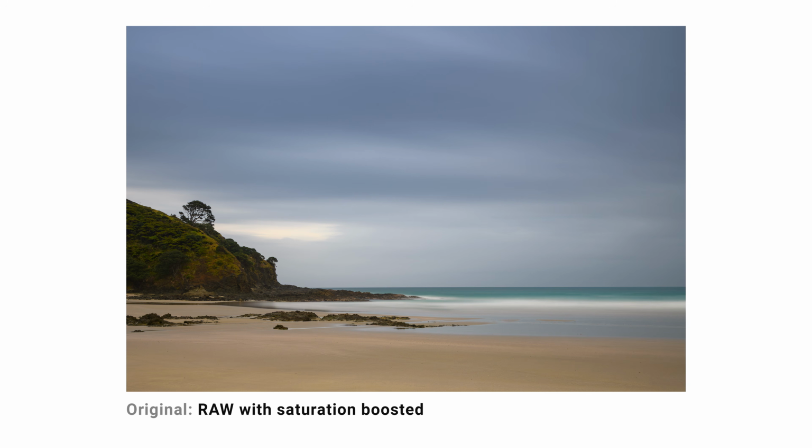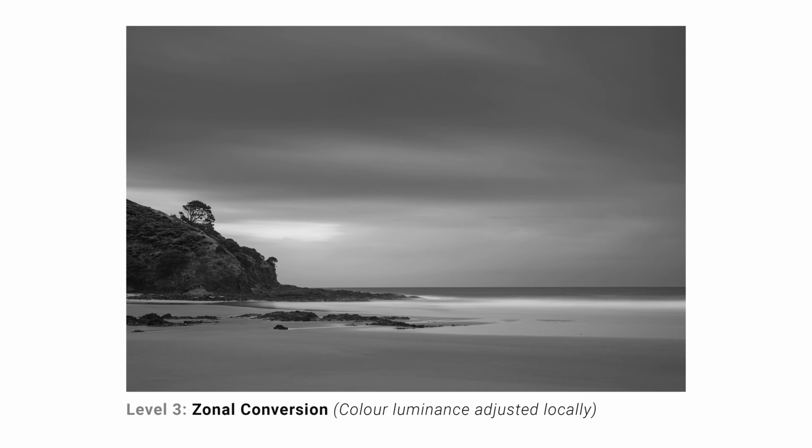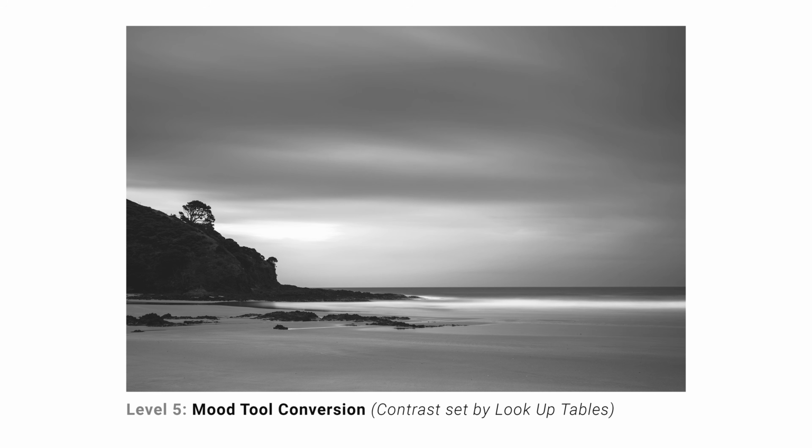So if we quickly work through these, we start with the original. This is the desaturated version. This is a more traditional black and white conversion, changing the luminance of the colors. This is our zonal approach to that same technique, a big advancement in my opinion. Then we have the dramatic tool conversion, and we also have a lookup table version as well.